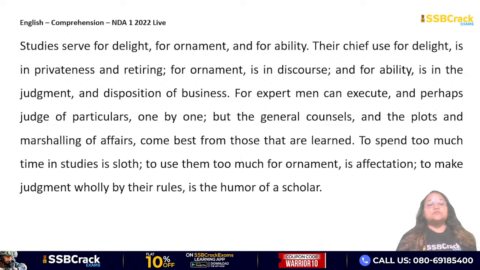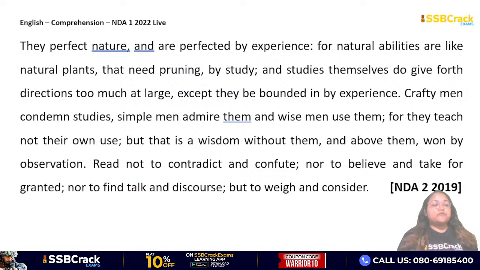To spend too much time in studies is sloth, to use them too much for ornament is affectation, to make judgment wholly by their rules is the humor of a scholar. They perfect nature and are perfected by experience. For natural abilities are like natural plants that need pruning by study, and studies themselves do give forth directions too much at large, except they be bounded in by experience. Crafty men condemn studies, simple men admire them, and wise men use them, for they teach not their own use, but that is a wisdom without them and above them won by observation.